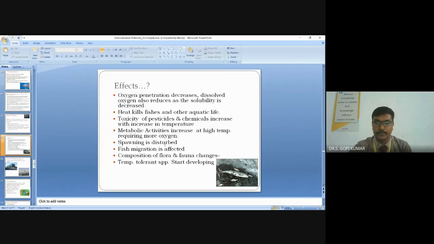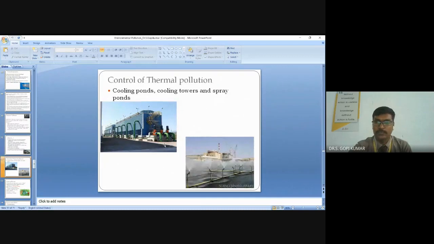And here their respective effects were given. Control of thermal pollution. So how can we control thermal pollution? That is due to cooling ponds, cooling towers, and spray ponds. As the entire municipal sewage water is treated, the treated water should be used in a proper way, such as for cooling towers or for spraying ponds.